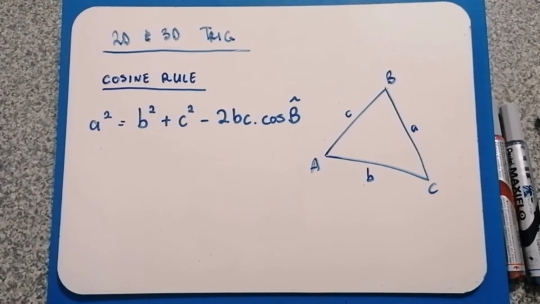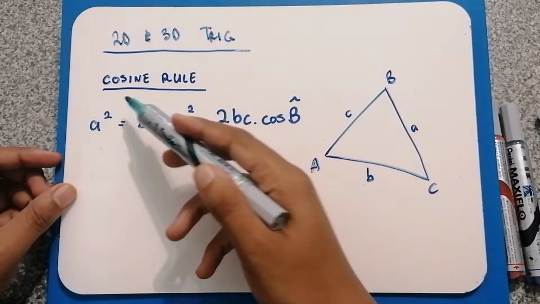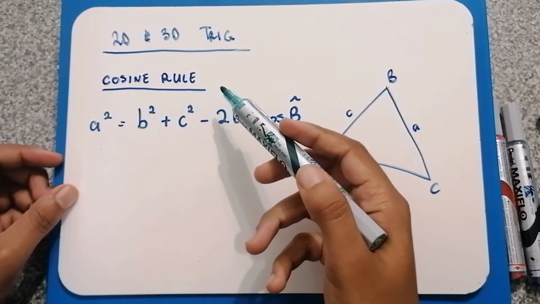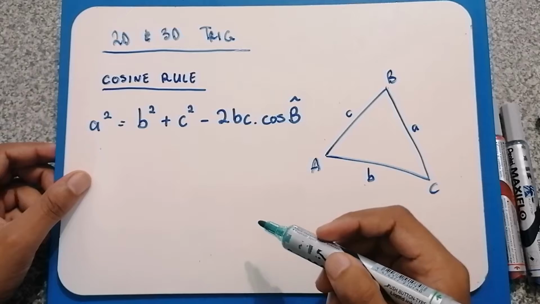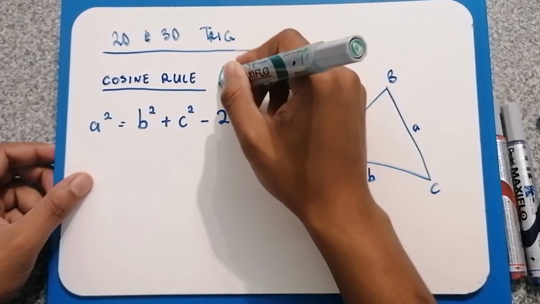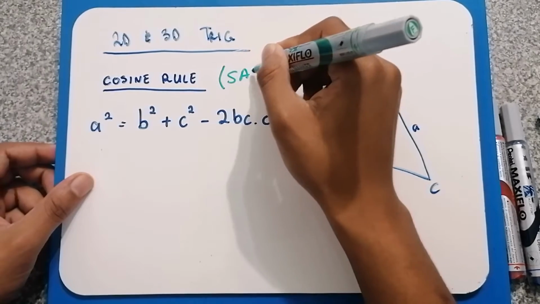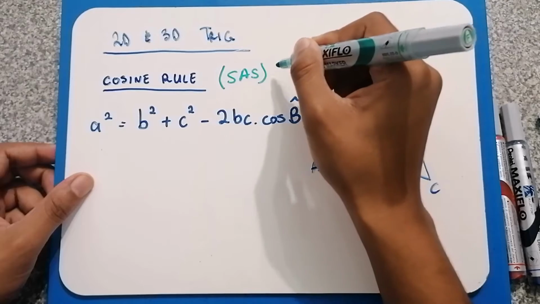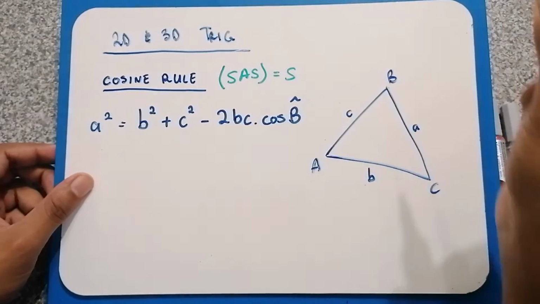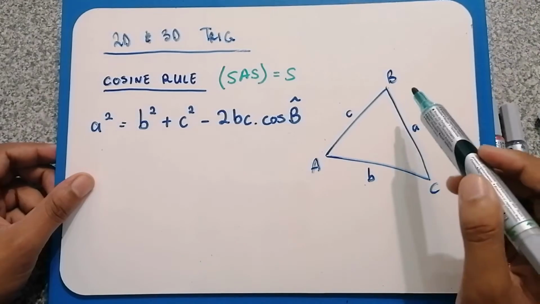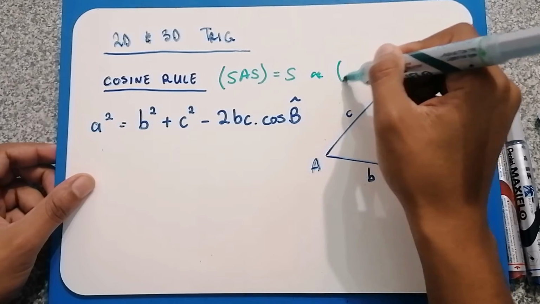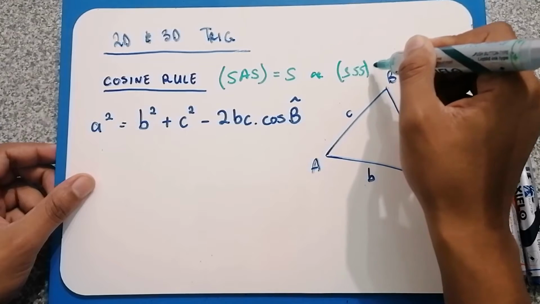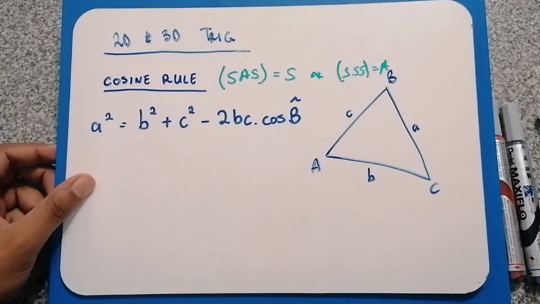Hi there guys, so in this video we are looking at the cosine rule. In the previous one we looked at the sine rule where we made use of opposites. But for the cosine rule you will need two sides and an included angle, and this is used to work out the third side of the triangle. Either that or you make use of three sides and this is used to work out the included angle.